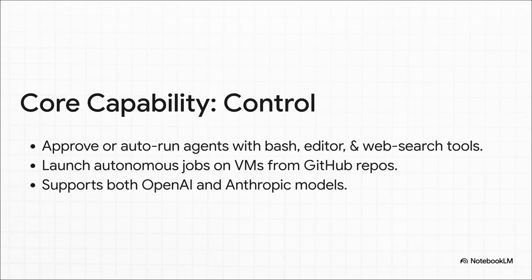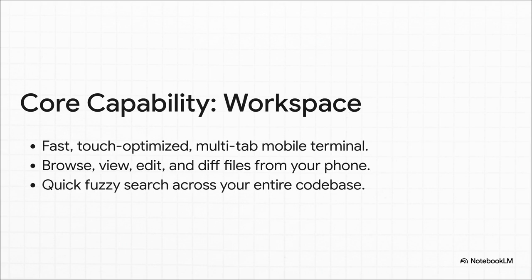You can even kick off an autonomous job from a GitHub repo, shut your laptop, and just monitor the whole thing from your phone. And since it supports models from both OpenAI and Anthropic, you get to choose your AI brain. Second, it actually turns your phone into a legit mobile workspace.